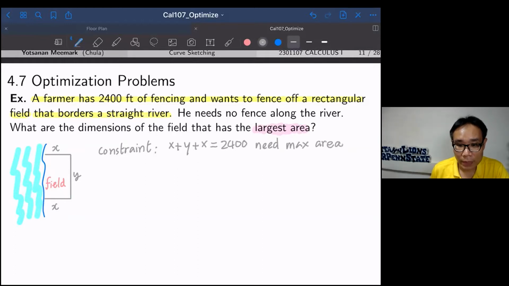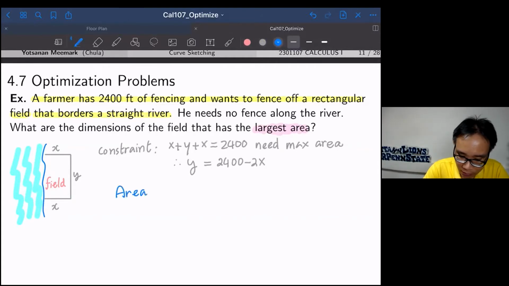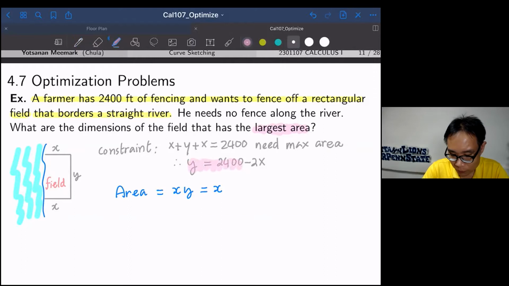Okay, so you need maximum area. In this case, you solve for y, and you would get 2,400 minus 2x. The area turned out to be the product of the length and the width of the rectangle, so it's just xy. So it's x times y, and y is given by 2,400 minus 2x.